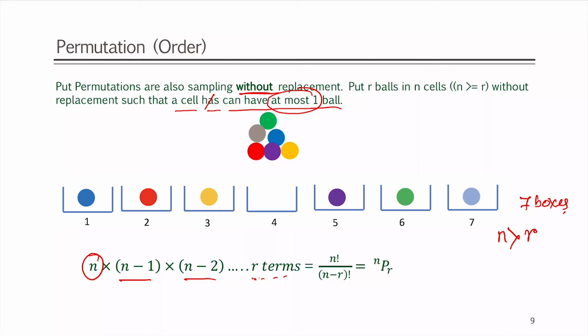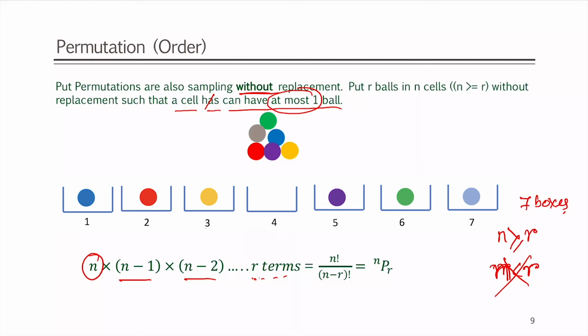The only thing is that n must be greater than or equal to r. If n were less than r, what would happen? That means there are fewer boxes than balls, so I must put more than 1 ball in a box. That situation will arise, but I have forbidden that. So, n less than r is not allowed.